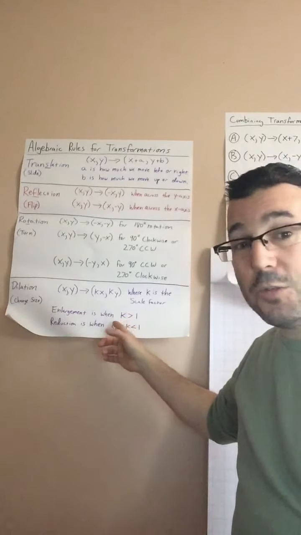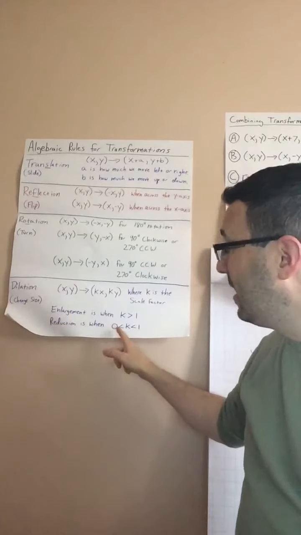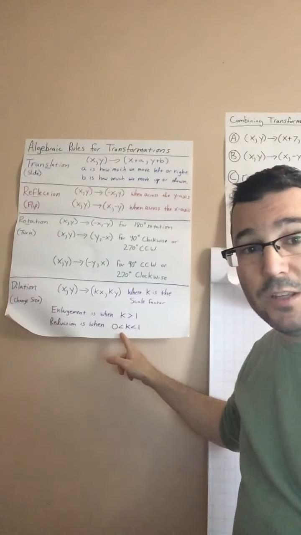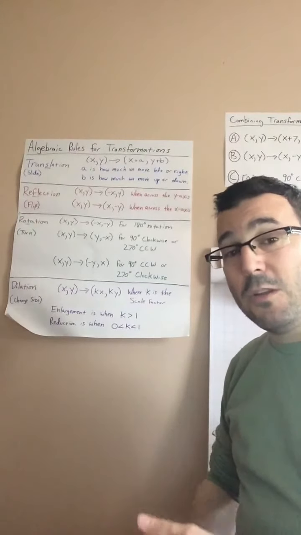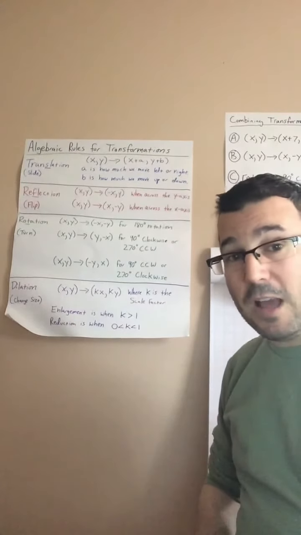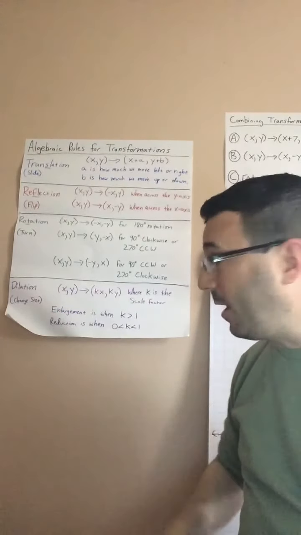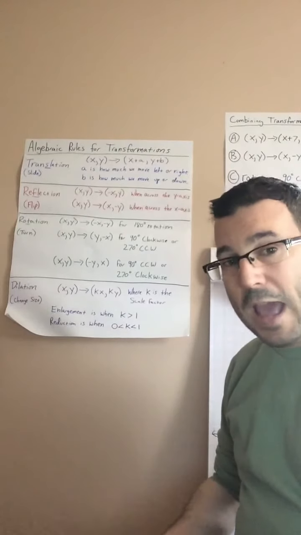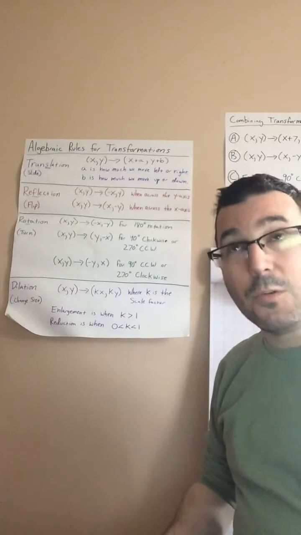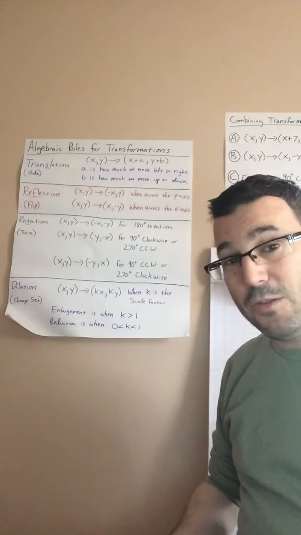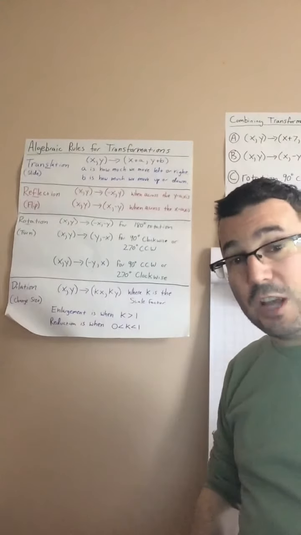So that's an enlargement. A reduction, when we're decreasing our size, is actually going to be a number between 0 and 1. So it's going to be a proper fraction where the numerator is smaller than the denominator. Remember, the top number is the numerator, bottom number is the denominator. So something like 1/2 or 2/3. Those are proper fractions, and if we use those in our dilation, they're going to give us a smaller shape.